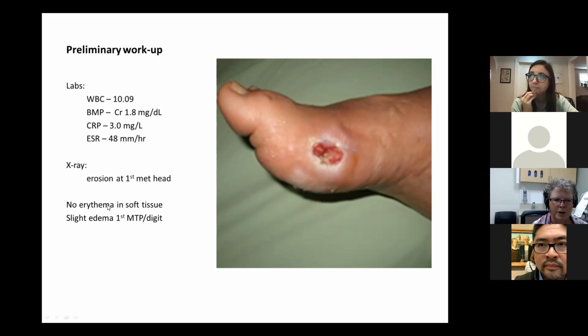So there's no erythema in the soft tissue, but there's very slight edema. So this is one that can fool you. This is actually an osteo. This does not need to be admitted to the hospital in absence of a systemic response. This has been going on for a while. This is not an acute new process. This is subacute to chronic.